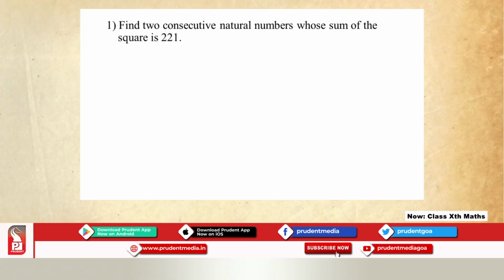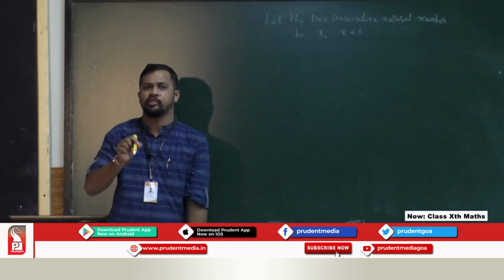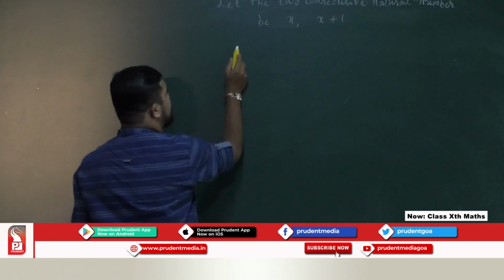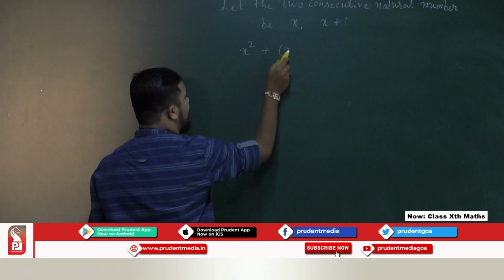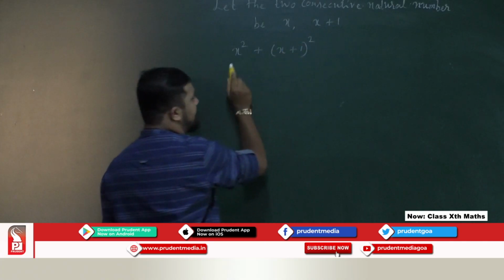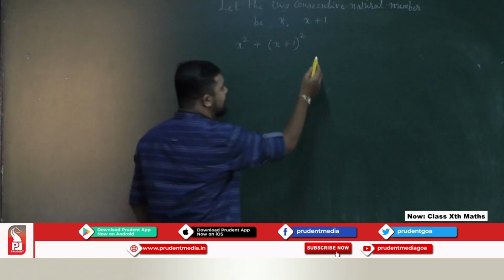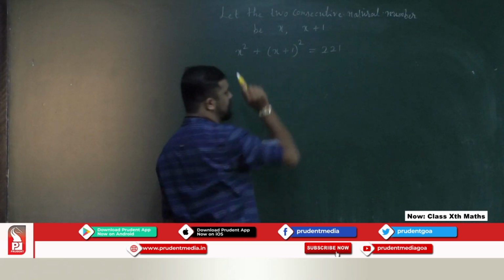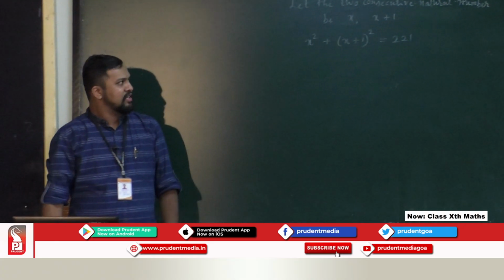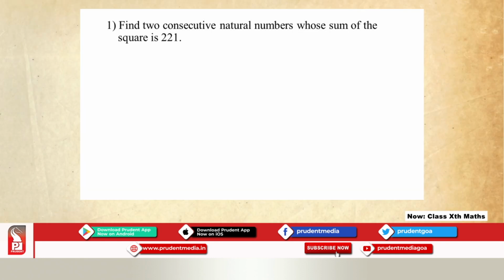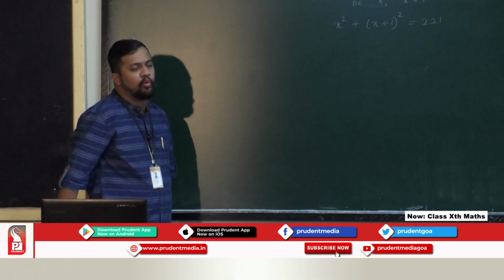For sum of the squares, sum means positive. Now this is a hint. Sum, these are some of the hints which you will be getting in the question. So sum means you know it is a positive sign. So sum of the squares means I have to square these: x square plus x plus 1 the whole square. And what do you have to get as the total? You have to get total as 221. See, framing of the equation became easy here. First we said let two consecutive natural numbers be x, x plus 1. And then sum of the squares will be x square plus x plus 1 the whole square equal to 221.